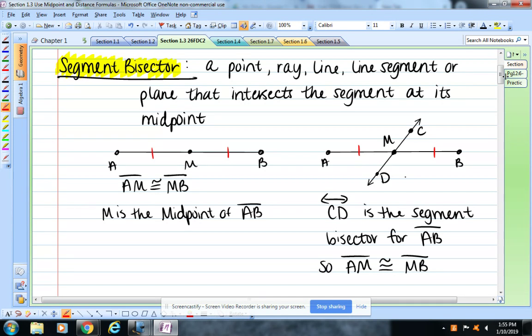This picture is really similar, except for it doesn't just have a point in the middle. It has a line cutting through the middle. Okay, so again, it's showing me that AM is congruent to MB with those little tick marks. So we know M is the midpoint. Therefore, that line is the segment bisector because it's where the midpoint is. It cuts through it at the midpoint. Does that make sense? So M is the midpoint. The point is directly in the middle. The bisector is where it cuts through the midpoint.